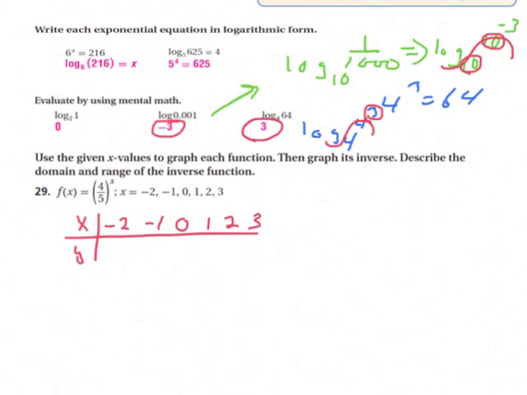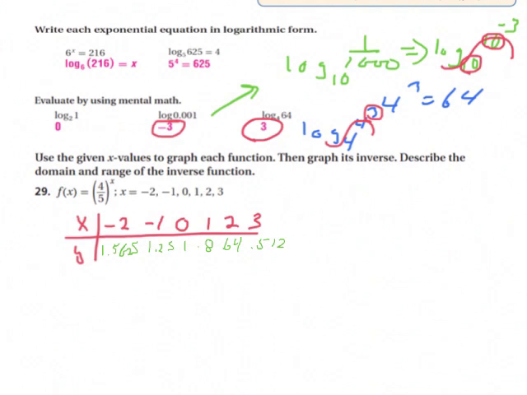Let me make my pen a little bit smaller so I can squeeze these in. First of all, for -2, I get 1.5625. For -1, I get 1.25. For 0, I get 1. For 1, I get 0.8. For 2, I get 0.64. And for 3, I get 0.512.